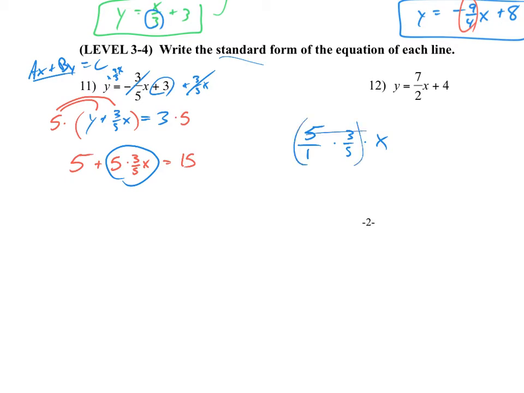If you multiply everything on top, that's 15. You multiply everything on bottom, that's 5. And that simplifies to 3. And x is still sitting there waiting. So this turns into 3x. And that's why we did this, to get rid of this ridiculous denominator.